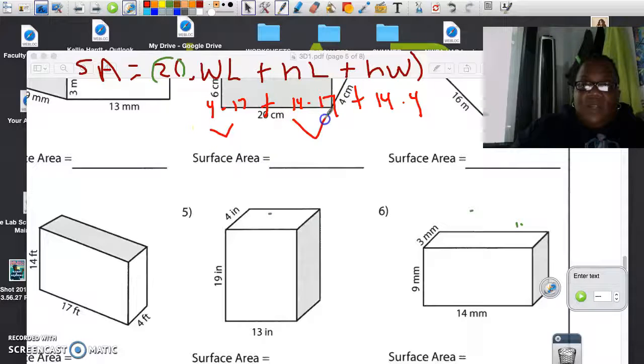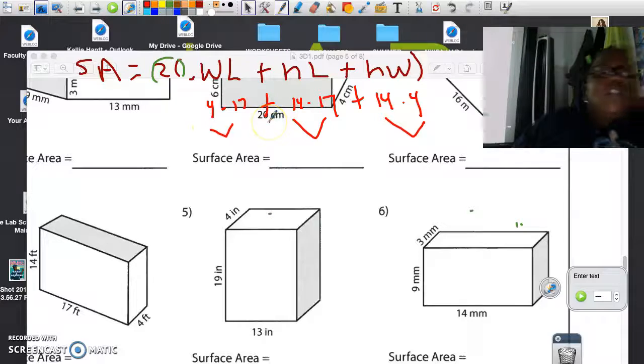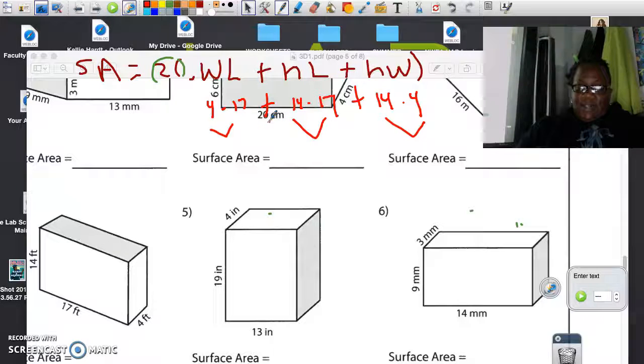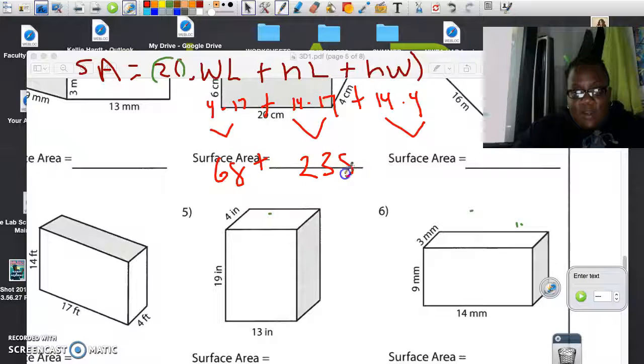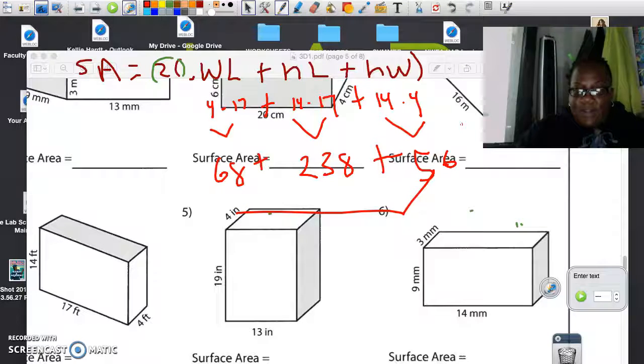So these are the multiplication problems I have to do now. I bet you I can get this answer in here real quick. Let's see, 17 times 4, that's 68, plus 14 times 17, that's 238, plus 14 times 4, which is 56. We add all these together. I have 56 plus 238 plus 68 equals 362.